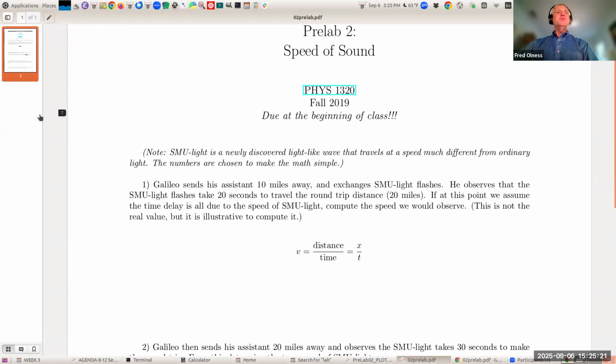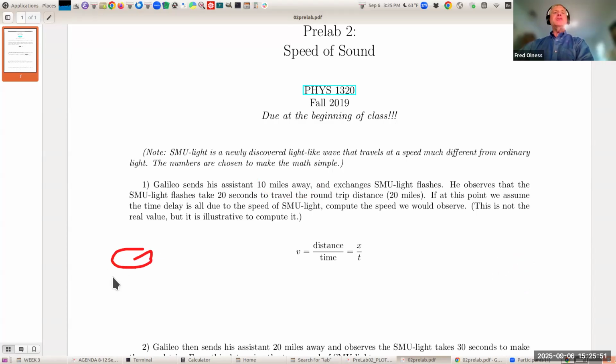And just to make the numbers work out, I didn't want the speed of light so fast, the numbers are silly. So I invented this SMU light that has a much slower speed, so the numbers come out really nice and easy. So Galileo sends his assistant 10 miles away, and he gives the assistant a lantern, and Galileo has a lantern. And so what happens is Galileo is standing over here, and his assistant standing over here.